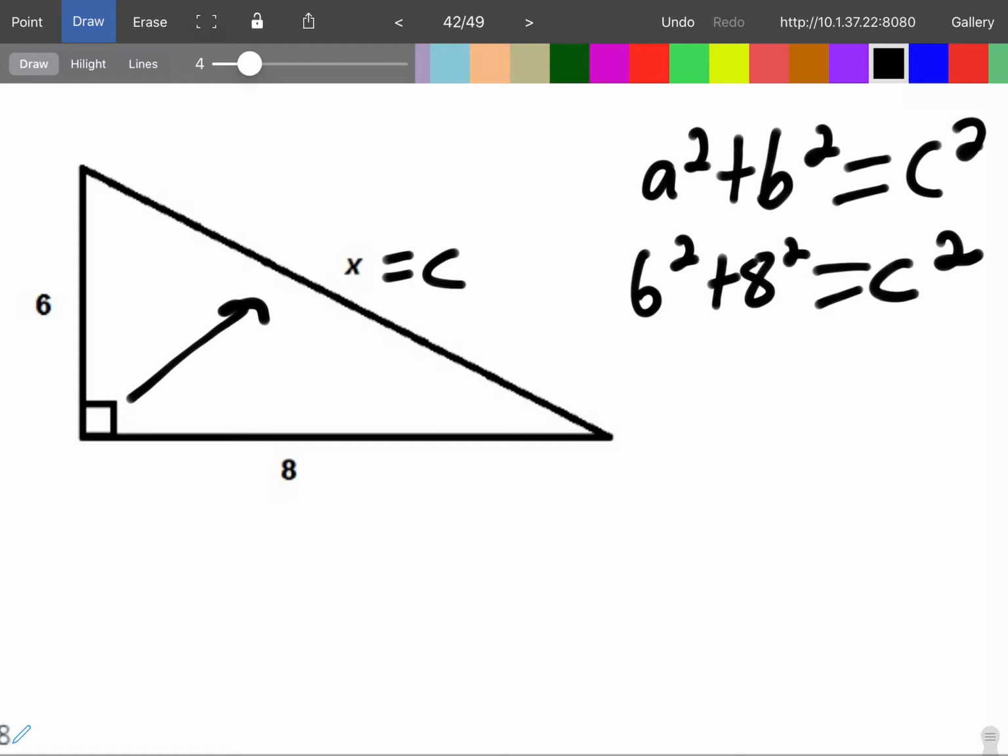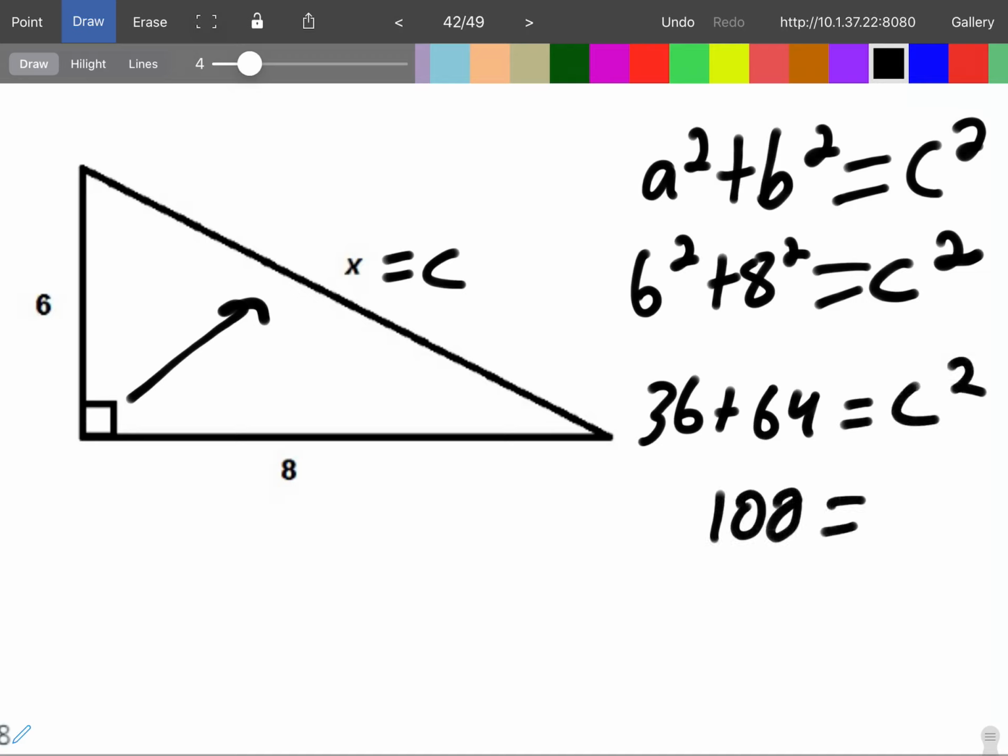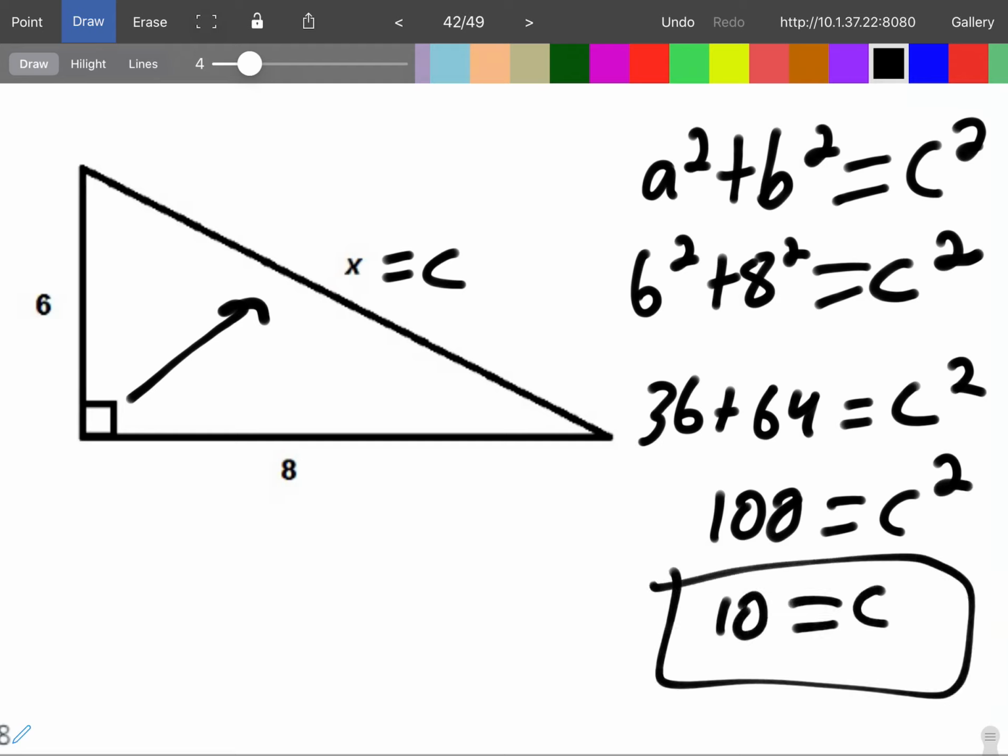Have you done this before, probably? 36 plus 64 is equal to c squared. 100 is equal to c squared. If I take the square root of both sides, I get 10 is equal to c, and guess what? That's my answer. That's the distance. And what we're measuring is the distance from here to here. And the strategy is to turn it into a right triangle and use those legs to help us find the hypotenuse.